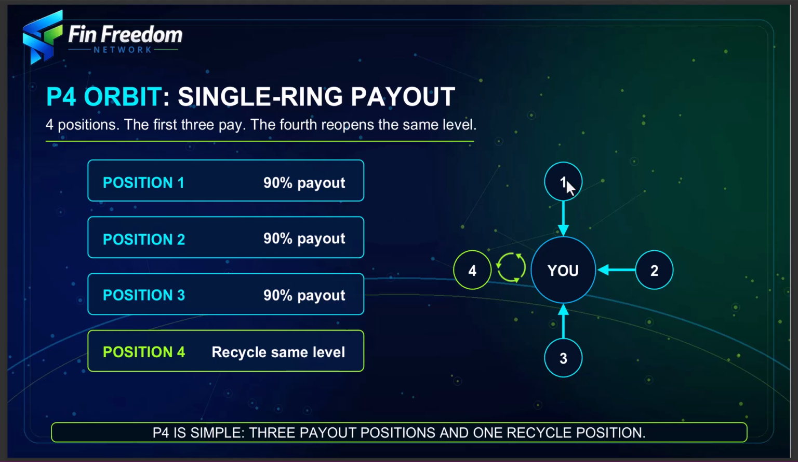Because you take out 10% of $80, and 10% of $80 is $8, you are going to have $72 rather. So $72 will come to you here, $72 will come to you here, $72 will come to you here, and then this one will recycle and buy the entire level for you again. Do you understand?